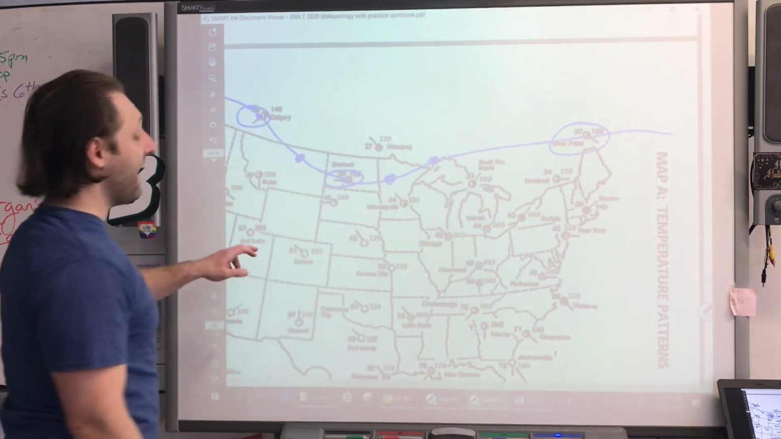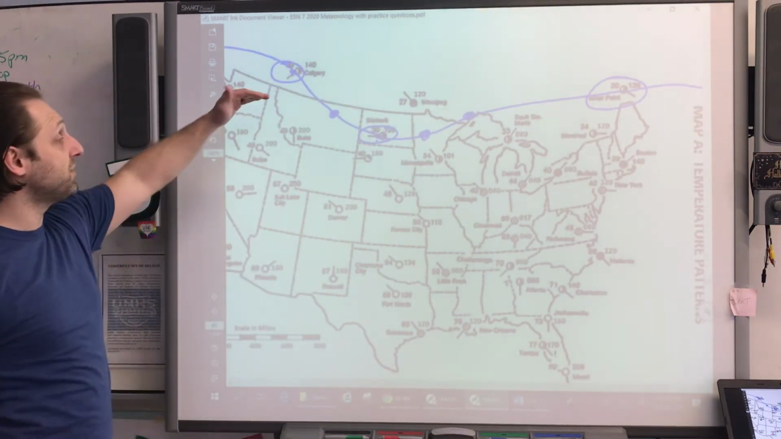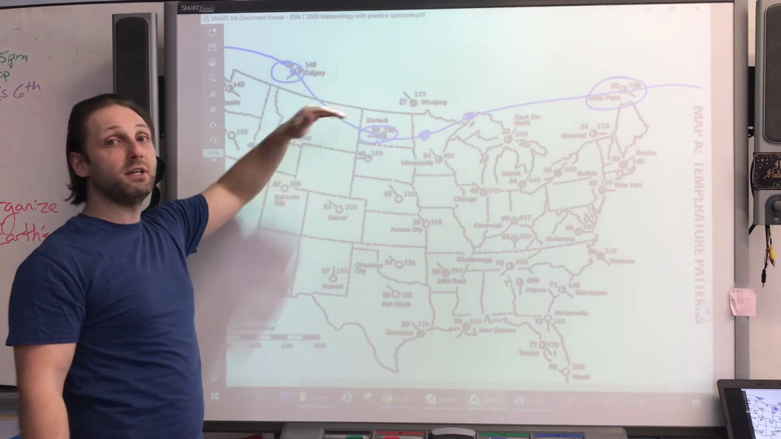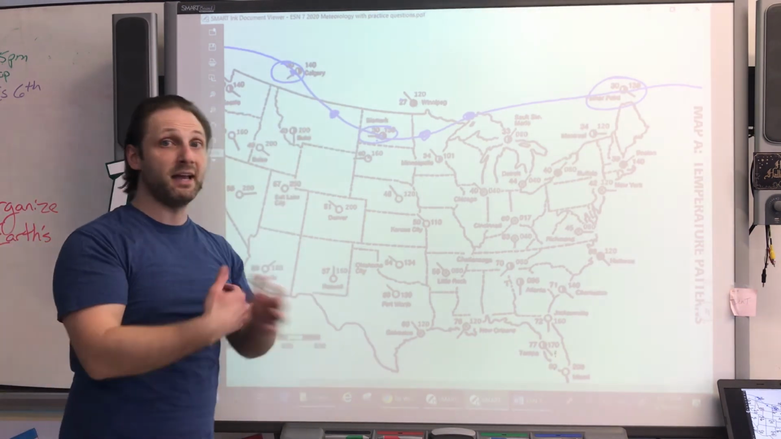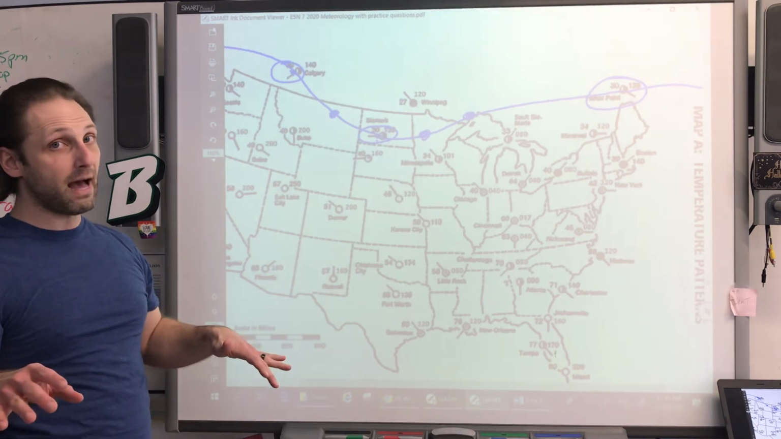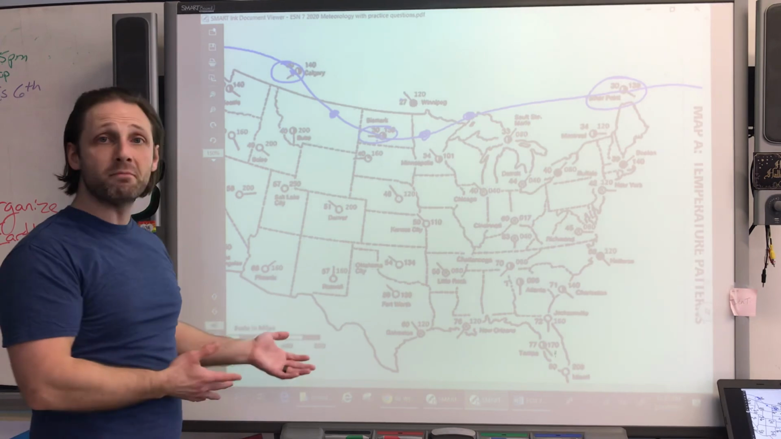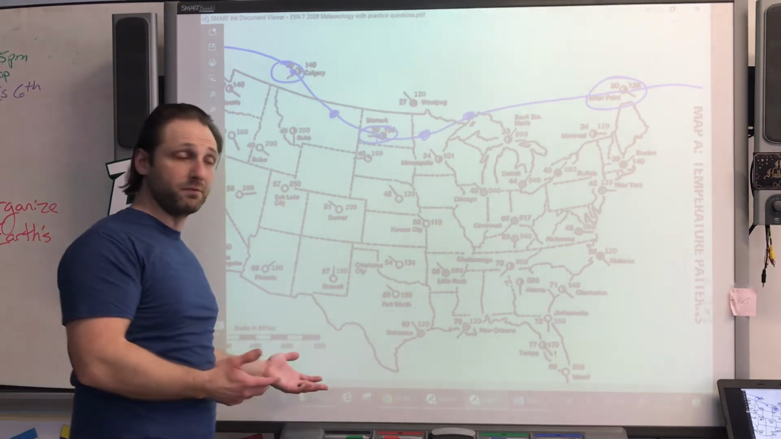Now, as you continue this pattern, please keep in mind that it's going to be a 10-degree interval. So if it's 30, then you're going up by 10 degrees Fahrenheit until you exhaust the values on the map. You don't need to go to 110, 120, 130. They don't exist on the map, so you're not going to need to do an isotherm for that.